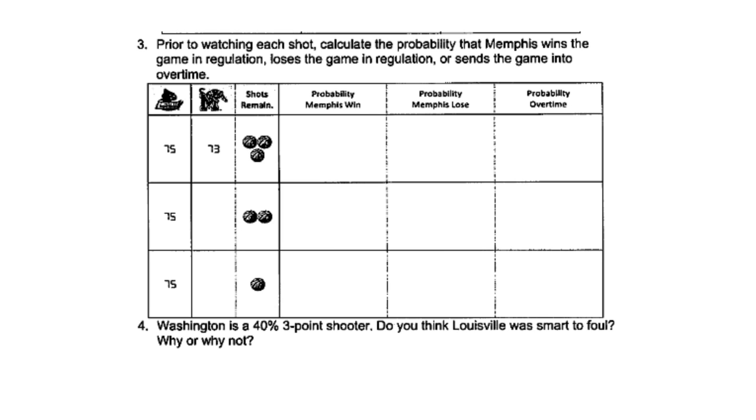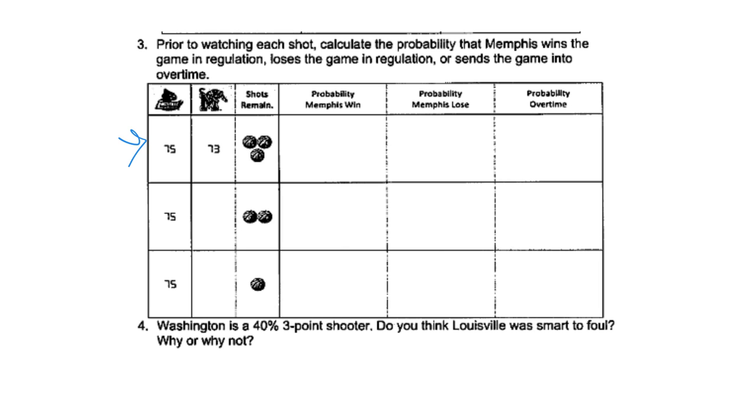Okay, so you'll notice there that it says prior to watching each shot. So I'm not going to cut in video of each shot or anything. I'll just tell you what happens. Calculate the probability that Memphis wins the game in regulation, loses the game in regulation, or sends the game into overtime. So here's their initial score before we started, 75 to 73.